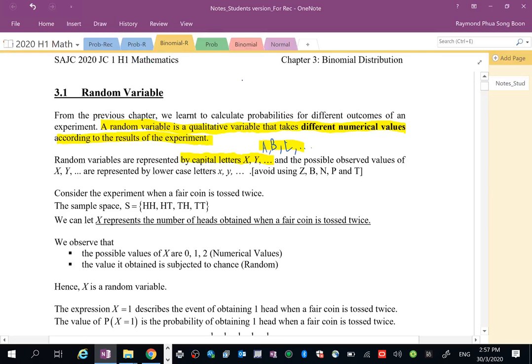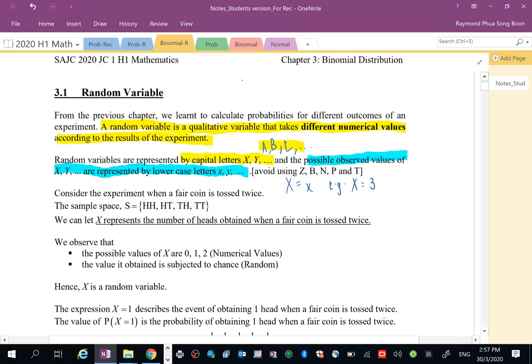And the possible values that a random variable can take on are represented by lowercase letters x, y, and so on. So for example, the random variable X can take on the value small x. An example would be: random variable X can take on the value 3.